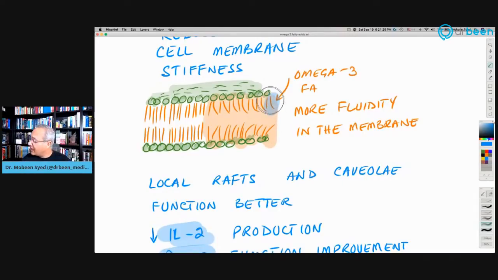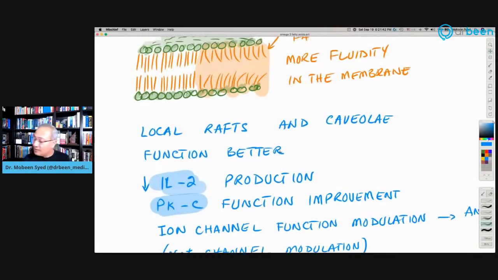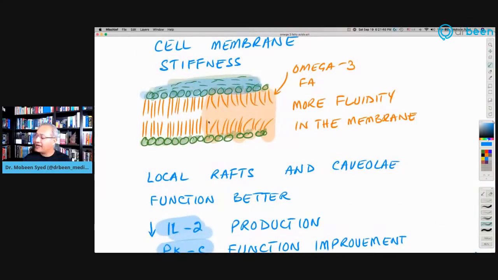So this is what we have over here, that the omega-3 have a bend in them. So when these lipids accumulate or are present in the cell membrane, that creates fluidity in the cell membrane. This fluidity is important for local rafts and caveoli. What are the local rafts? Believe me, cell membrane actually acts like an ocean surface, and the protein clusters are swimming in it, or they're floating in it. These are called local rafts, and we need them to function correctly.